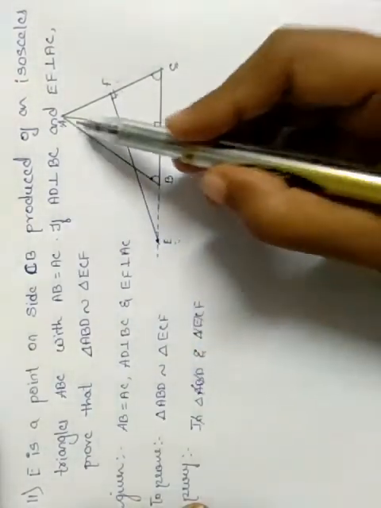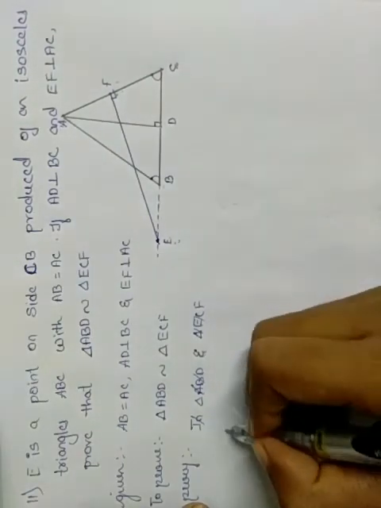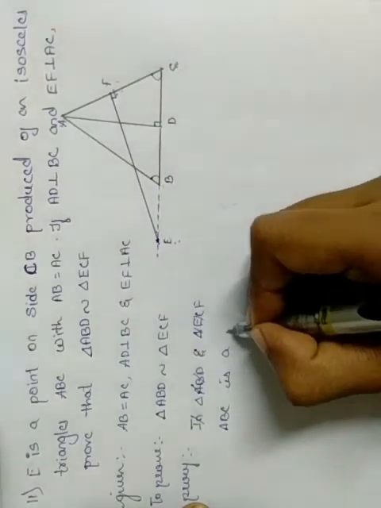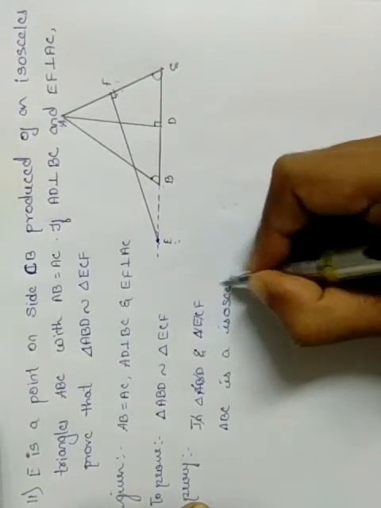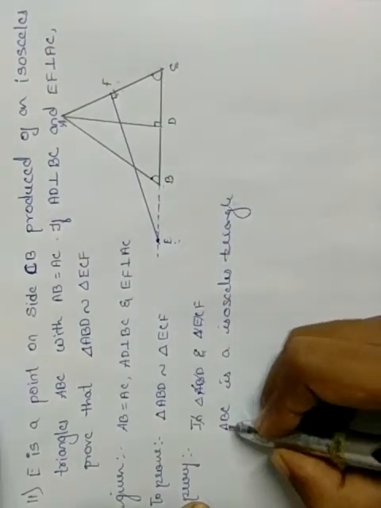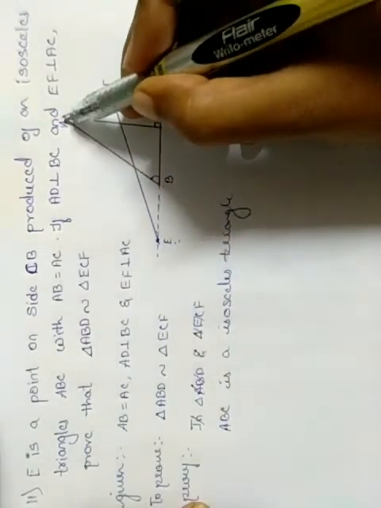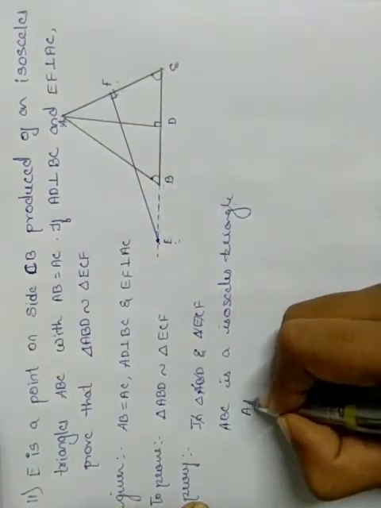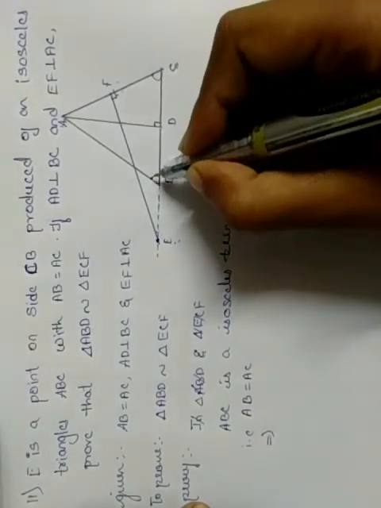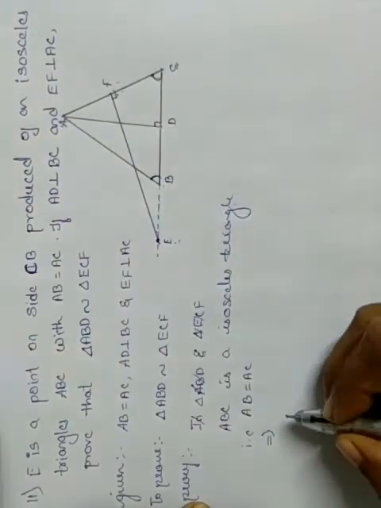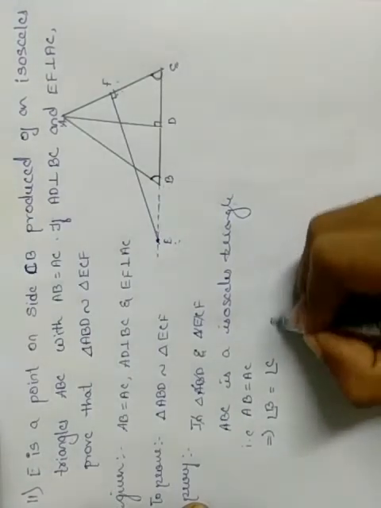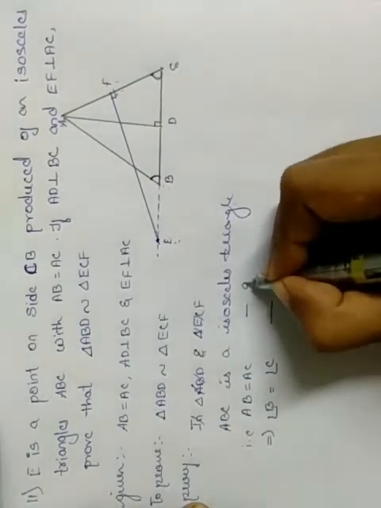They have given ABC is an isosceles triangle, right? If ABC is an isosceles triangle and also they have given AB is equal to AC, and if AB is equal to AC, it means angle B is equal to angle C. Angle B is equal to angle C, right? So we'll call this equation 1. This is a given thing.